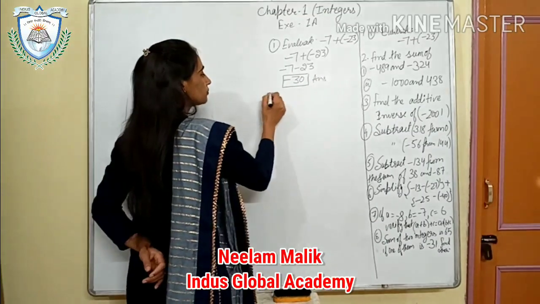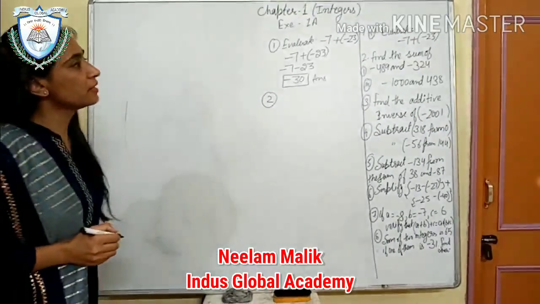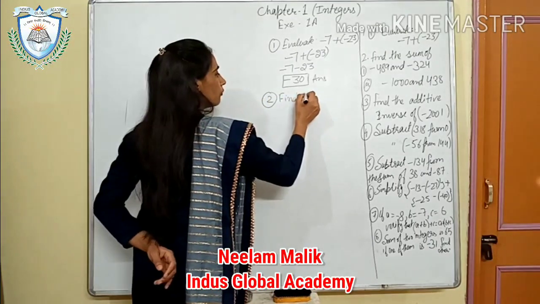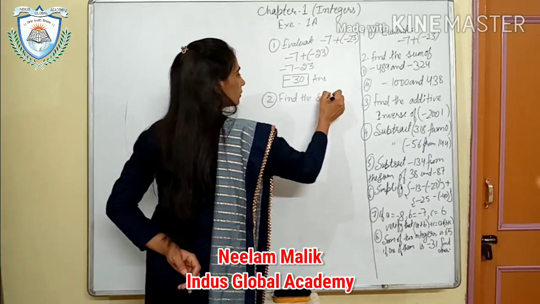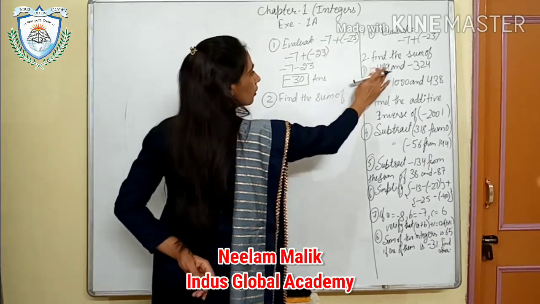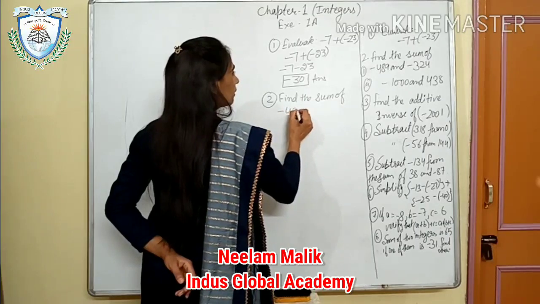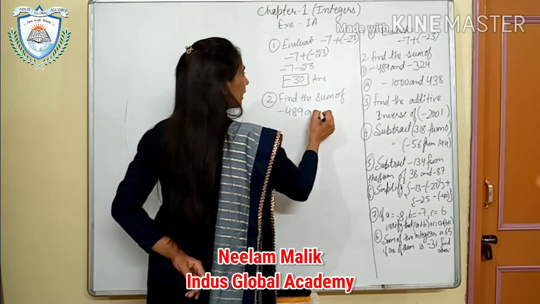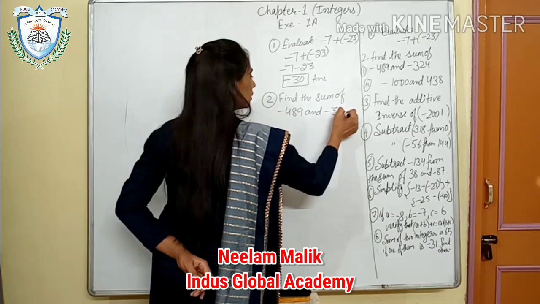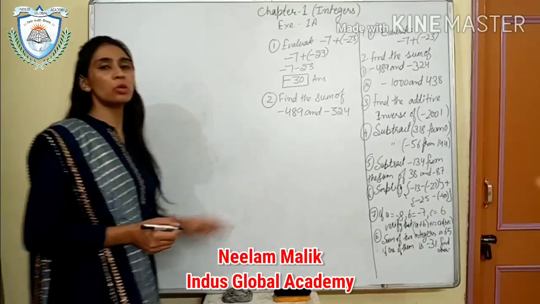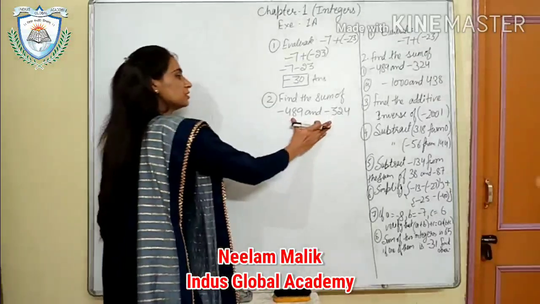Now the second, that is find the sum of. You have to find the sum of, first one is -489 and -324. Okay, we have to find the sum. Sum means we will not change the sign, we will write the numbers as they are.